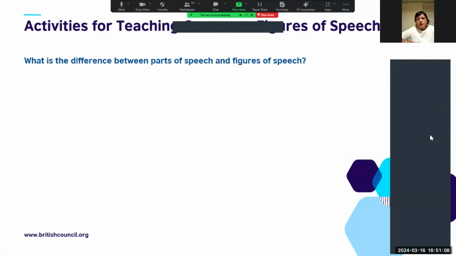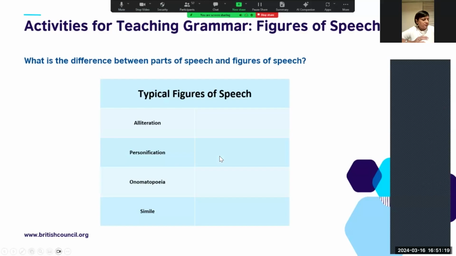It's very important to distinguish between parts of speech and figures of speech, because learners can confuse the two of them. The figures of speech that we are going to focus on today are the simile, the metaphor, the onomatopoeia, and personification. Because of time, we are going to ask a few people just to comment in the chat on what you think these figures of speech mean.